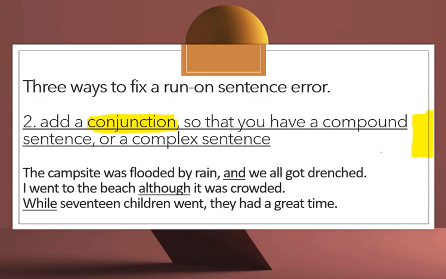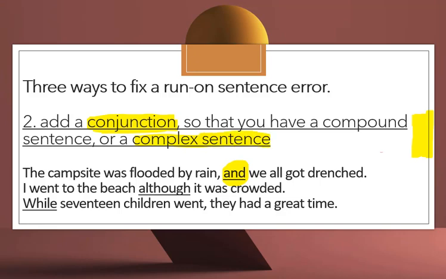And here we've got some conjunctions. So that campsite one again, the campsite was flooded by rain. We all got drenched. If we add the conjunction and in there, we get a compound sentence. Okay, and that becomes correct.